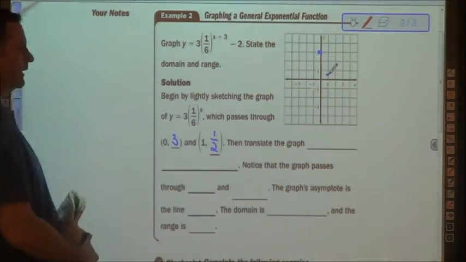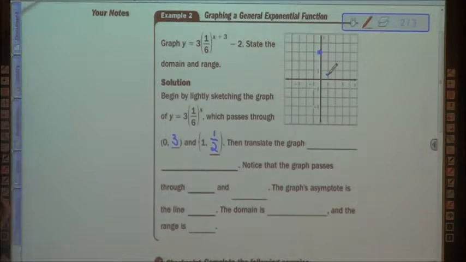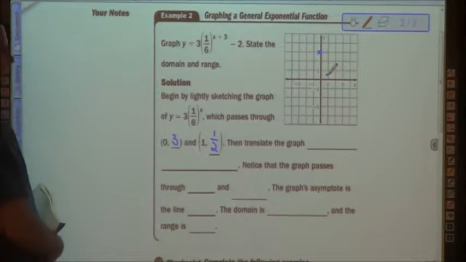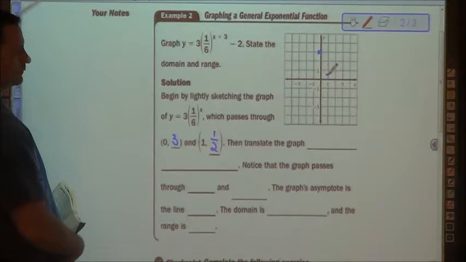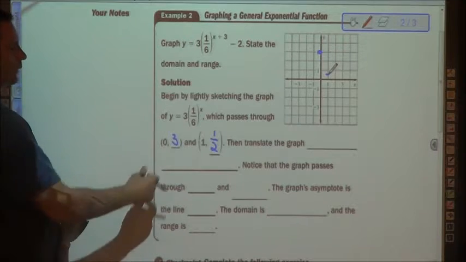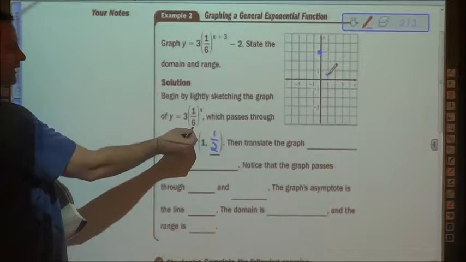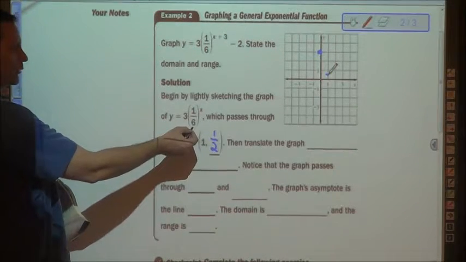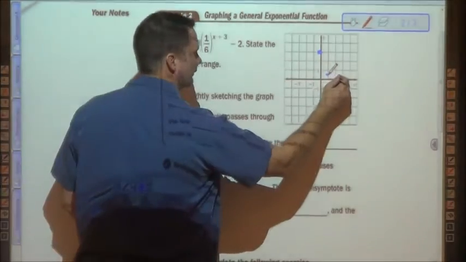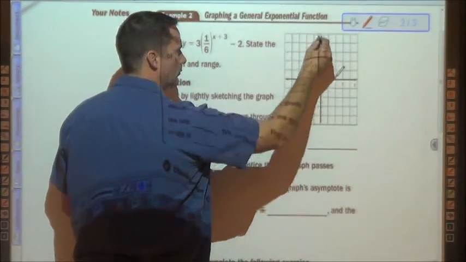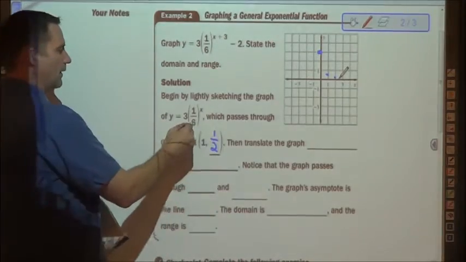Now we're not really getting to -2. Let's pick another one. If x is 2, what would that be? 1/6 squared is 1 over 36. So 3 over 36 is 1/12. So yeah, we are curving into there pretty good. Okay, so there are my points on this function.